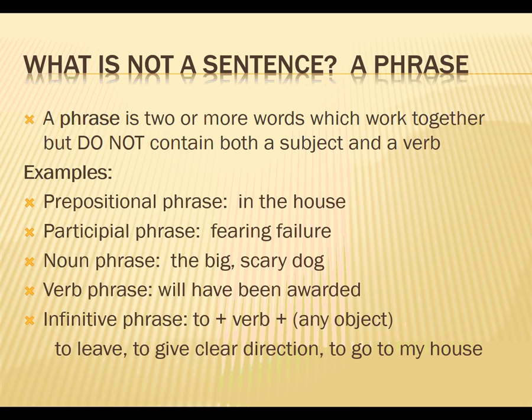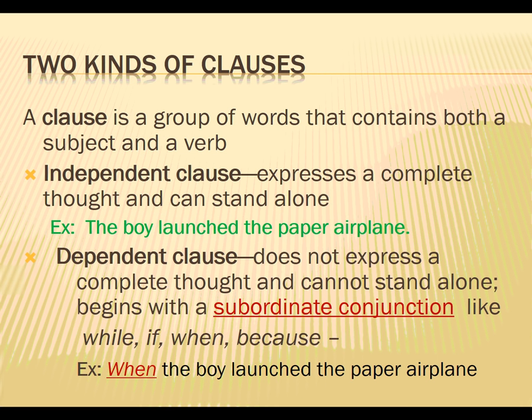The next concept to discuss are clauses. A clause is a group of words that contains both a subject and a verb. There are two types of clauses. An independent clause is a clause that can stand alone and expresses a complete thought. An independent clause is a complete sentence, like our example sentence from the beginning, the boy launched the paper airplane. The focus of this lesson will be on how to use independent clauses for simple and compound sentences.